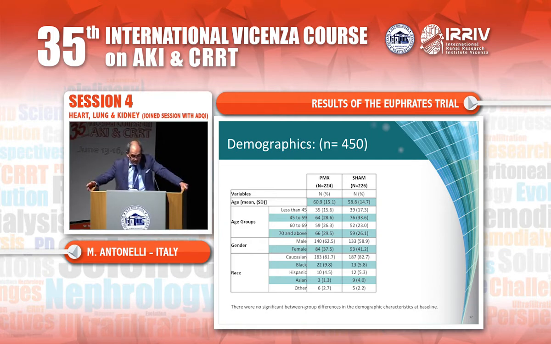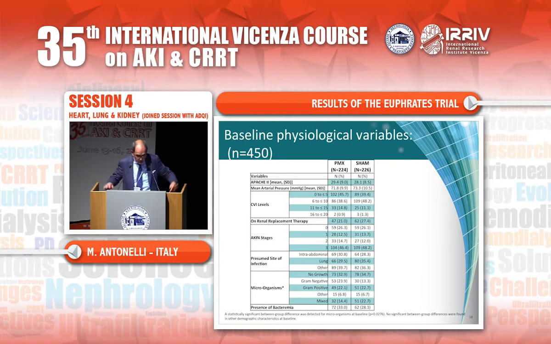If you look at the demographics, in large part, the age of these two groups was roughly 60 years. Looking at the age groups, they are quite evenly distributed, and they were prevalently male, Caucasian race, which represents mostly the population in North America and in Europe. Looking at the various levels of the cardiovascular index, again, the distribution of the different subcategories was quite balanced between the two groups, as well as the renal replacement therapy and the presumed site of infection.